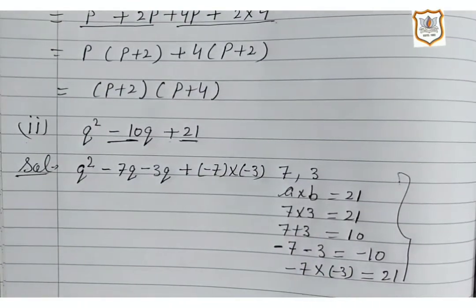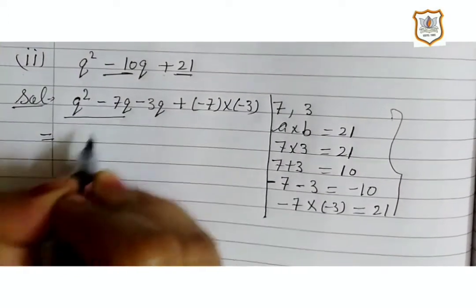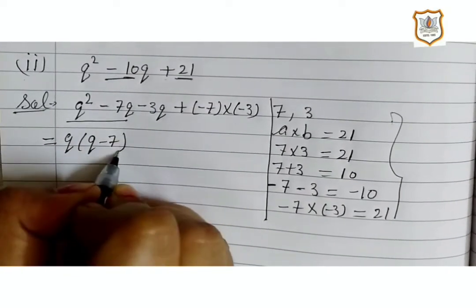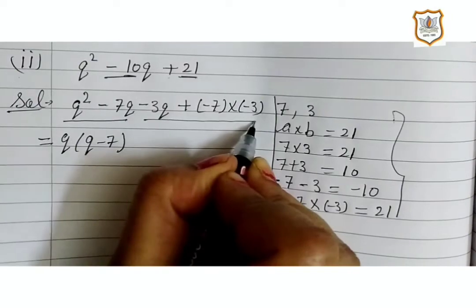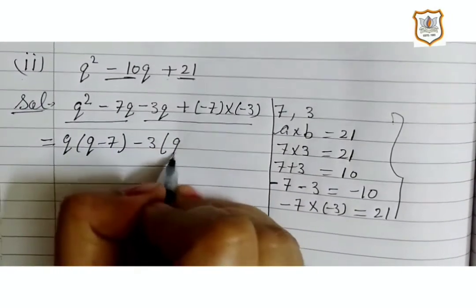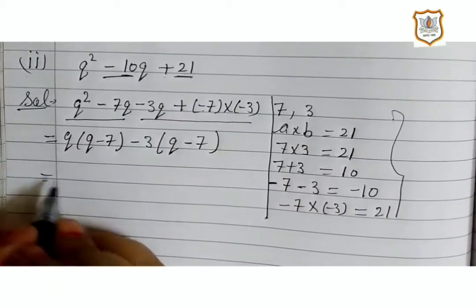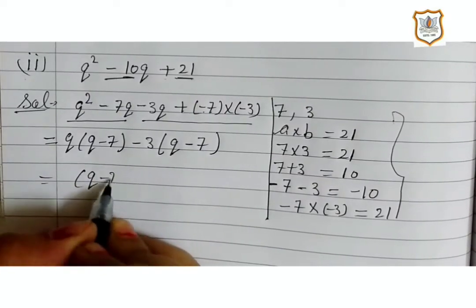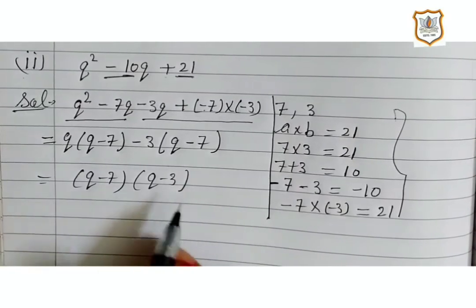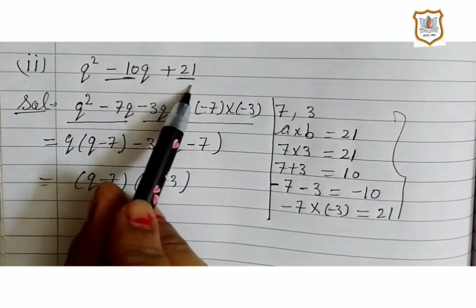Now first we will take the pair of q square minus 7q. Here the common factor is q, in the bracket we will write q minus 7, and then we will take the next pair, and here the common factor is minus 3, so here we will write minus 3 in the bracket q minus 7. So students, the first factor, that is the common factor, is q minus 7, and the next factor is q minus 3. So students, these two are the factors of q square minus 10q plus 21.